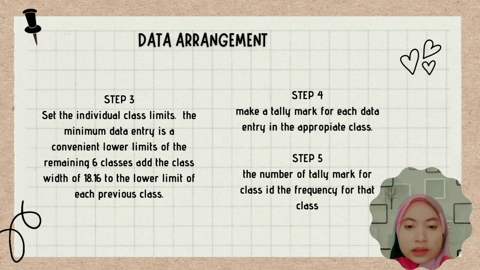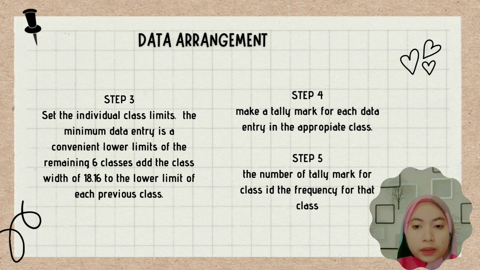Step 3, set the individual class limits. The minimum data entry is a convenient lower limit of the first class. For the remaining 6 classes, add the class width of 18 to the lower limit of each previous class. Next, step 4, make a tally mark for each data entry in the proper class. And the last step, count the tally marks for each class to get the frequency for the class.